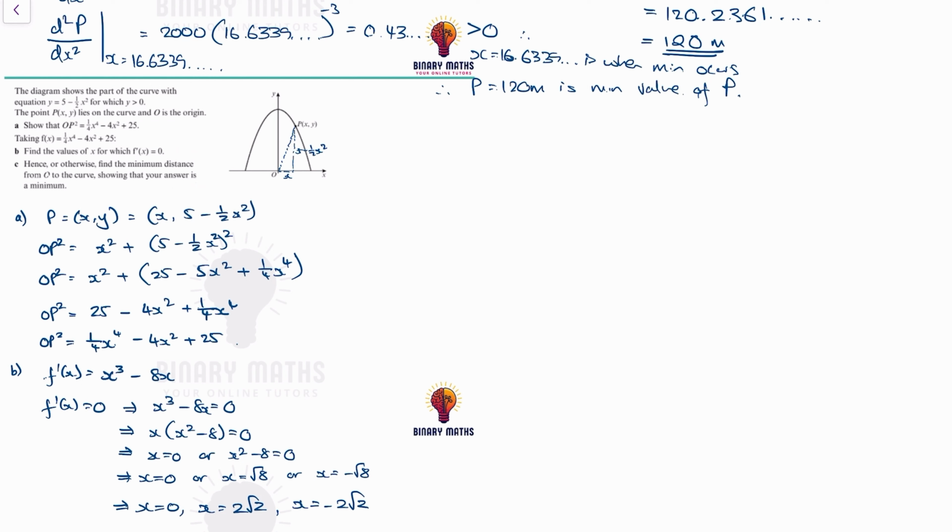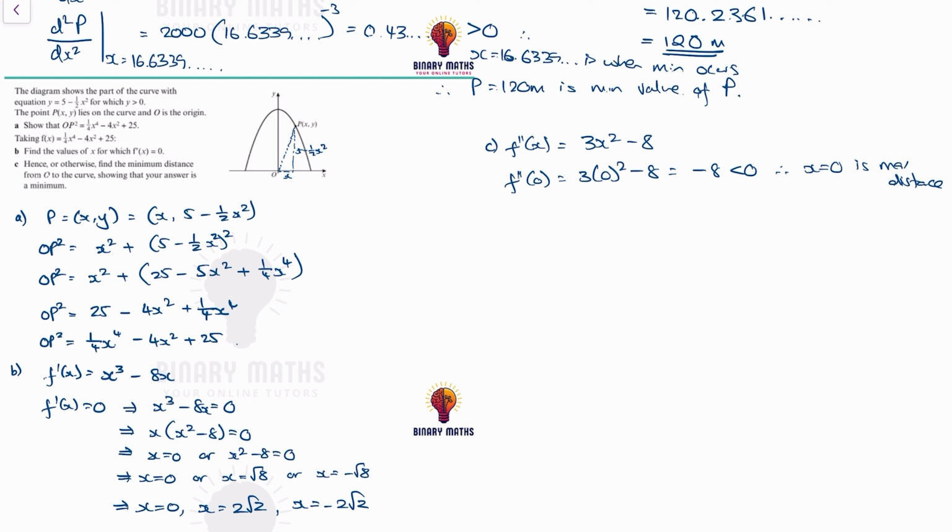Okay, so it says next, hence or otherwise find the minimum distance from O to the curve, showing that your answer is a minimum. Okay, if I were to find out which one is the minimum, I need to work out the second derivative. So f double dash of x is equal to 3x squared minus 8. So f double dash of 0 is equal to 3 times 0 squared minus 8, which is minus 8, which is less than 0. Therefore, x equals 0 is a maximum. And we're trying to find the minimum, it is max distance.